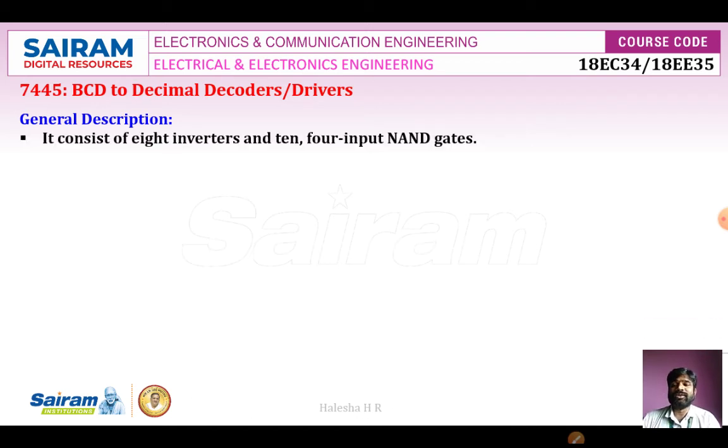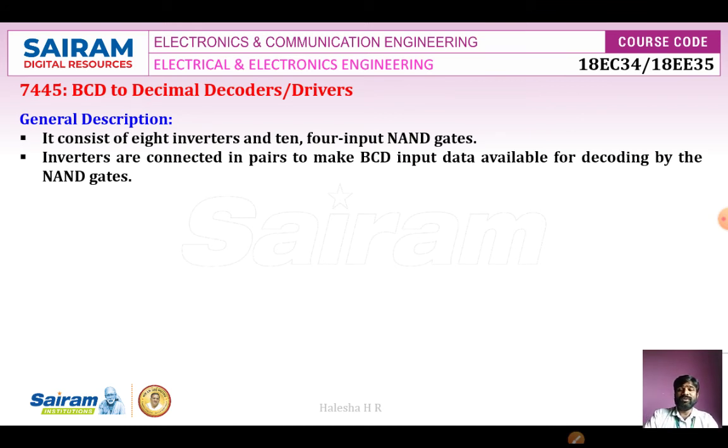Okay. So general description: it consists of 8 inverters, 8 NOT gates, and 10 4-input NAND gates. The inverters are connected in pairs to make BCD input data available for decoding by the NAND gates. BCD input means 4 inputs, correct? 4 inputs, A, B, C, D. So for each input we use 2 NOT gates, 2 inverters. For 4 inputs, we use 8 inverters.